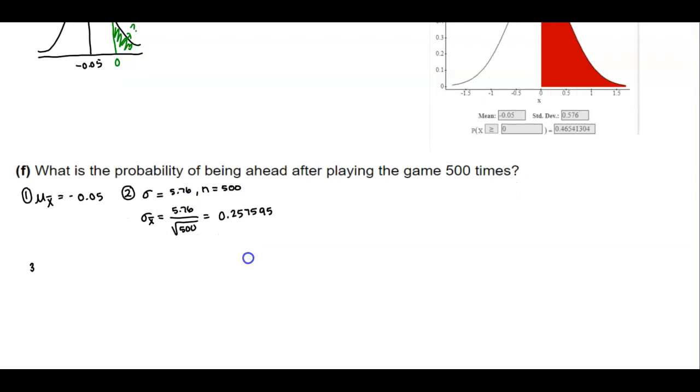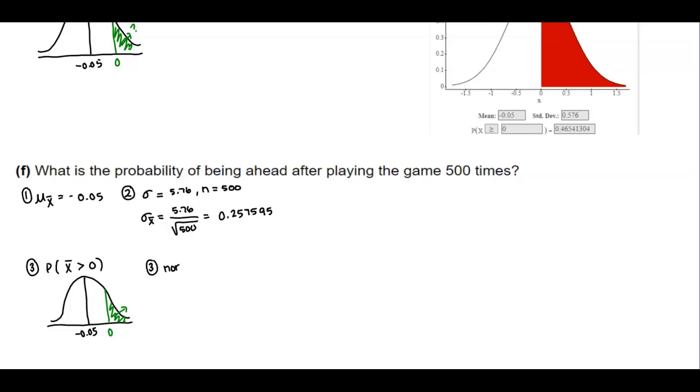So again, in part F, we want to find the probability that the sample mean is going to be greater than 0. So again, we're using our bell curve. Same thing we did up there. We know that our mean is negative 0.05. And we also know that we're looking for the shaded area that's greater than 0. So now let's take a look at this.